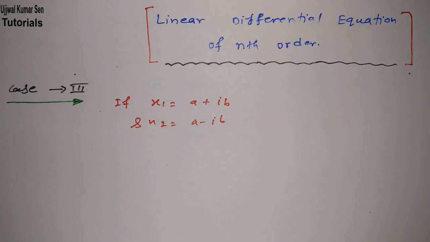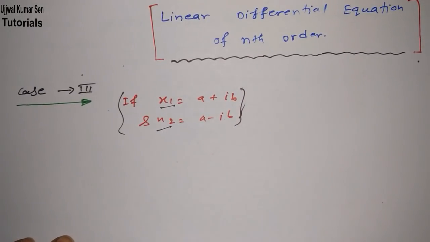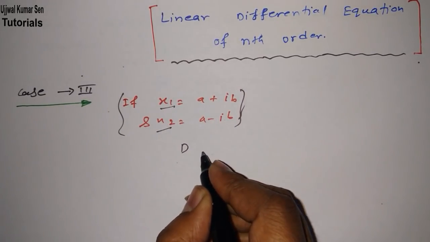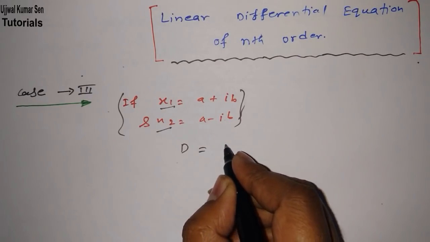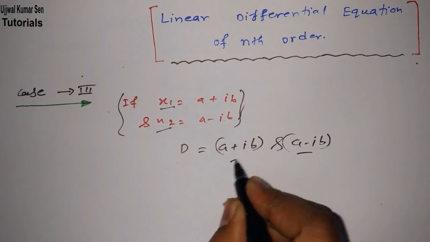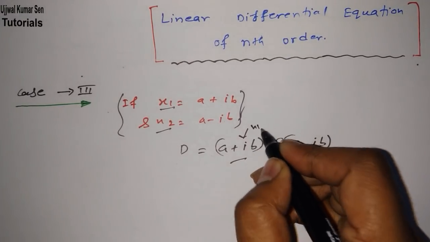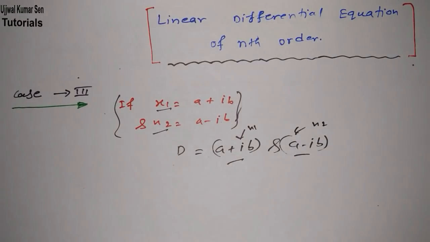If you haven't watched my previous videos, then you probably missed something. So let me share in short what x1 and x2 are. Suppose we find from the auxiliary equation that D is equal to a plus ib and a minus ib. So basically, in this case we are talking about what to do if we get imaginary roots. So here x1 is this and x2 is this.